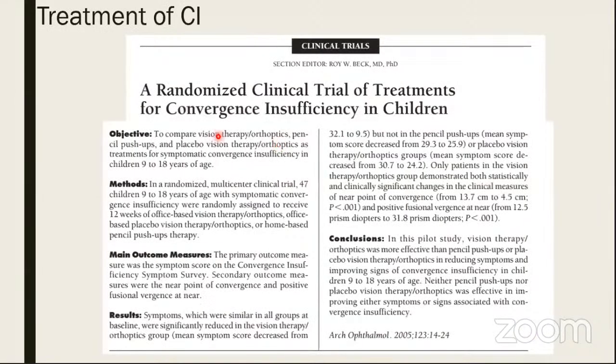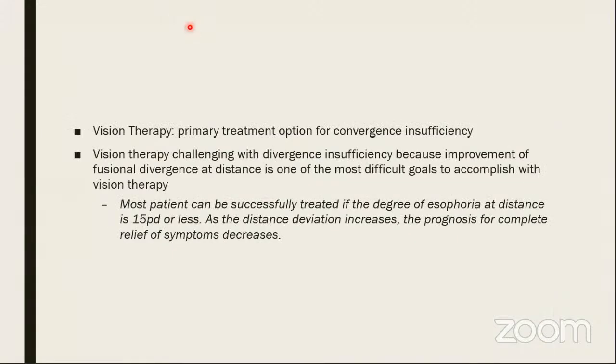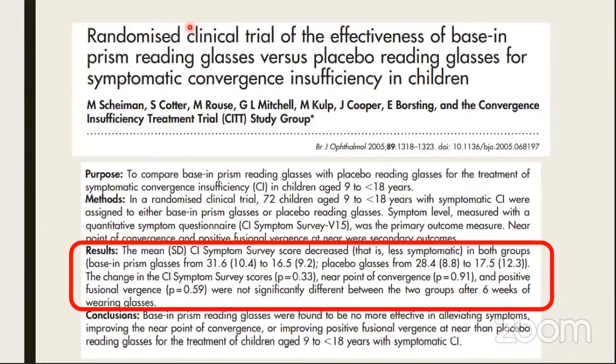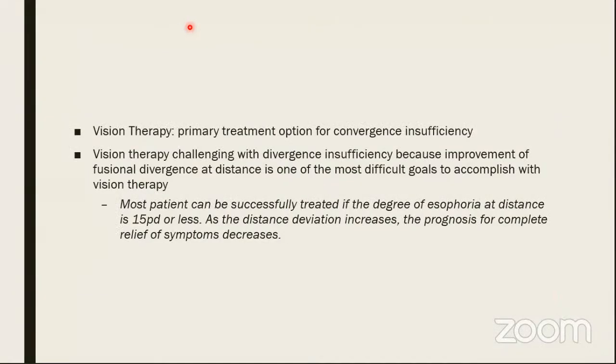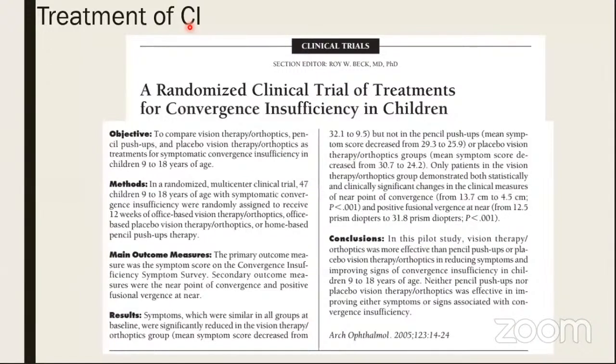Again, regarding treatment of CI, the base-in prism randomized clinical trial found that base-in prism would decrease the symptoms, but it was not significantly different and was the same as the placebo glasses. So vision therapy is the mainstay of treatment for convergence insufficiency.